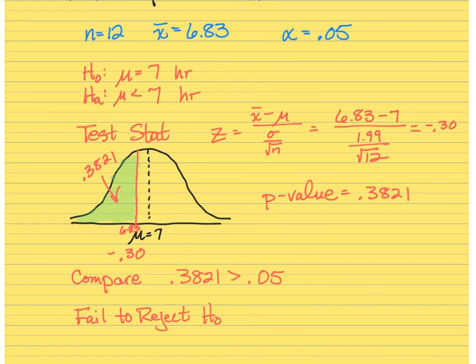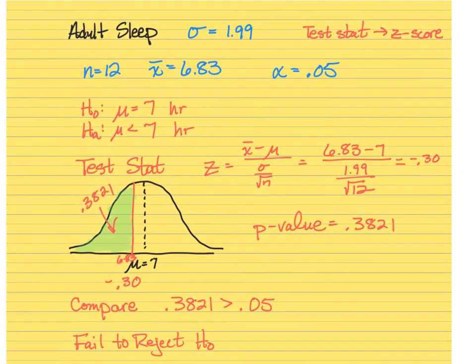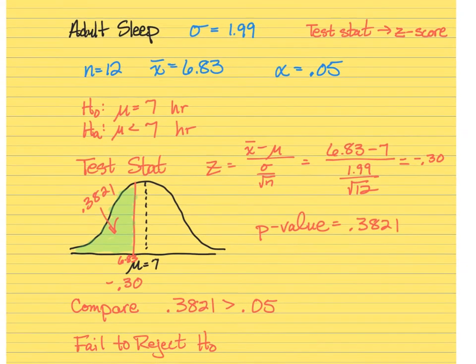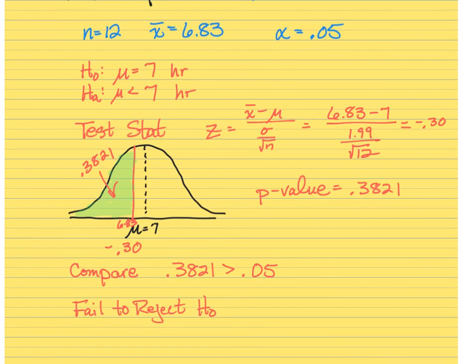So we can't reject. We don't have evidence to reject. So we fail to reject their null hypothesis. And that's how we do a test, testing a claim about a mean when we know sigma. It's actually a little easier because we're working with z-scores, which we're very familiar with.